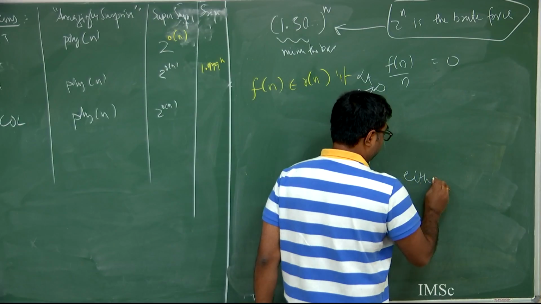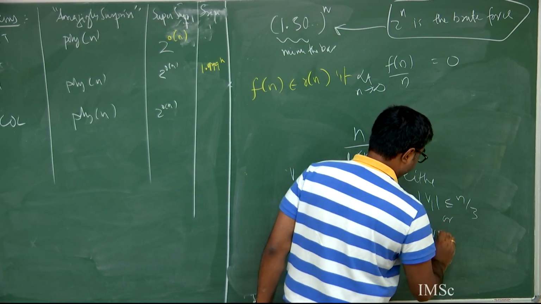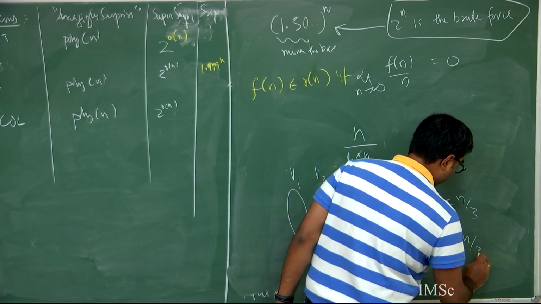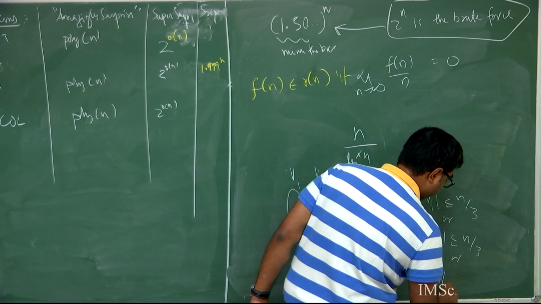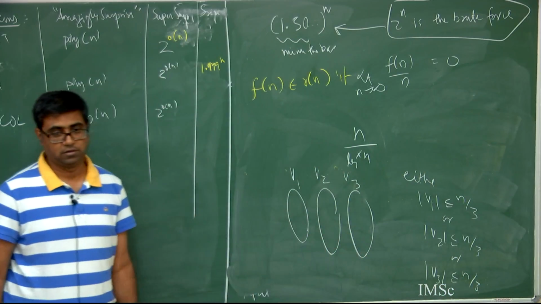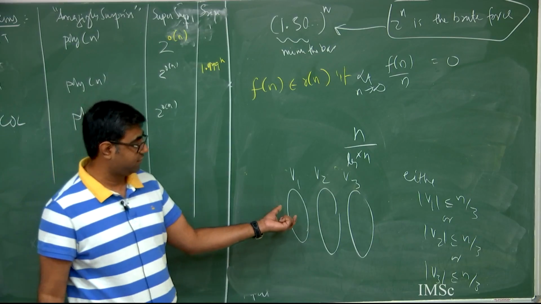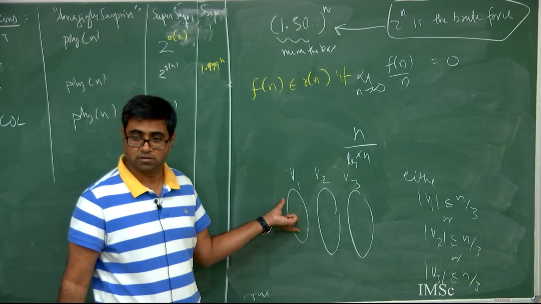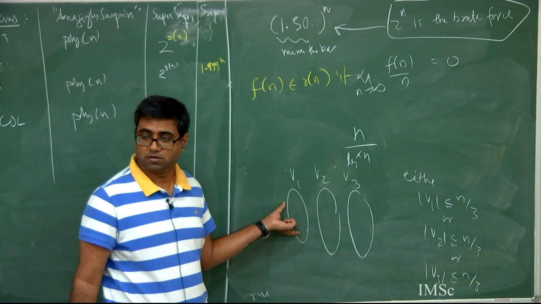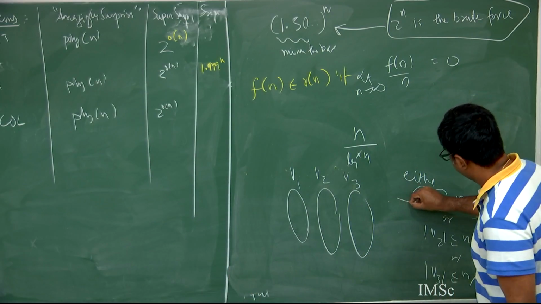either V1 is less than or equal to n by 3, or V2 is less than or equal to n by 3, or V3 is less than or equal to n by 3. Is that correct? If the graph has n vertices, is this correct? Right? So what I do, I guess the smallest size set. Okay, so for example, without loss of generality, suppose this is true.